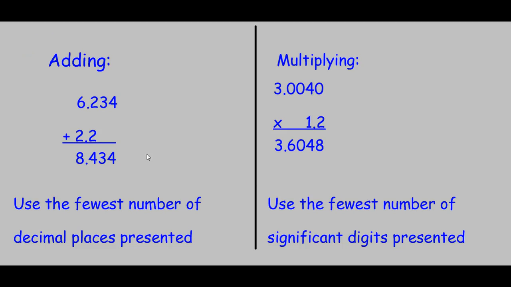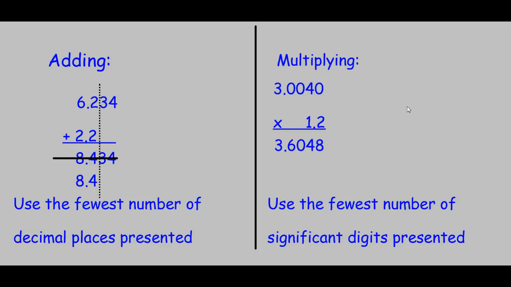Okay, let's talk about adding and multiplying. When we add significant figures, we just go ahead and add them as we see them. And then what we're going to do is we're going to use the fewest number of decimal places represented. So in a sense here, whenever we add these, we have our tenths place. And so we're going to have our tenths place recorded as our last significant value that we're going to record. And so we're actually not going to use that 8.434. We'll round it appropriately and say that it is 8.4.